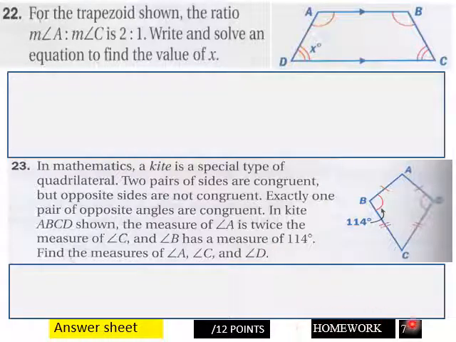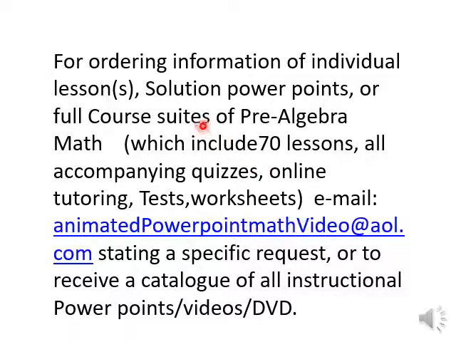So with that given premise, find the measures of these angles here. This is 12 points for page 7, and that is 10.2 homework part 1 pre-algebra math.